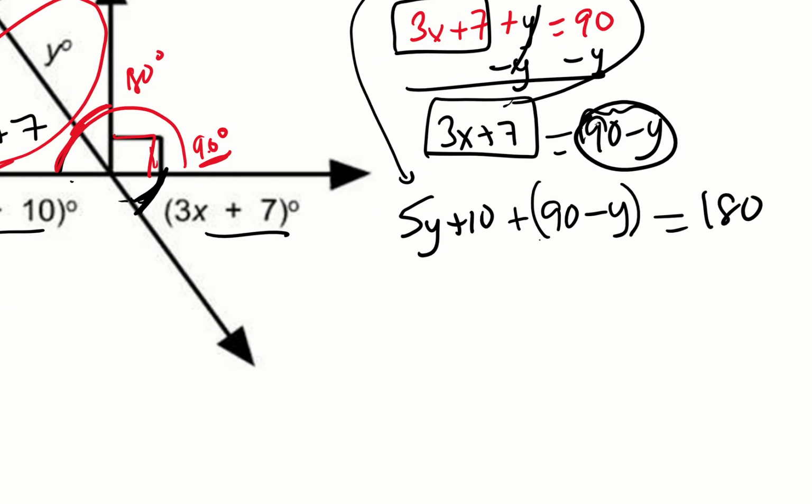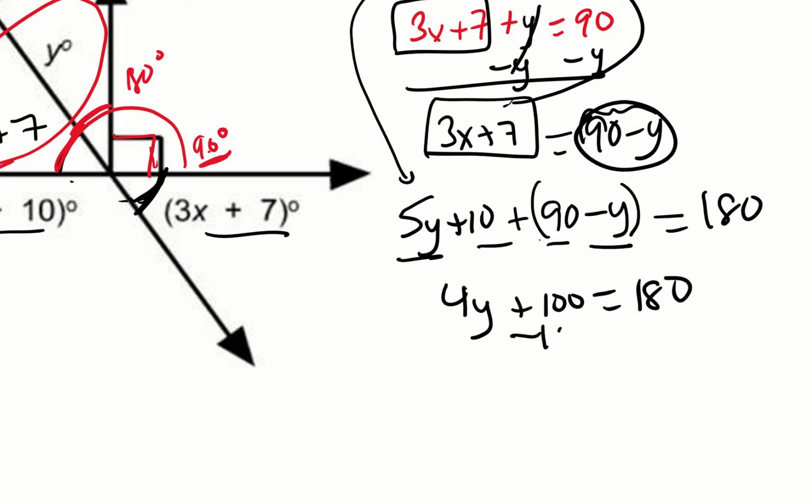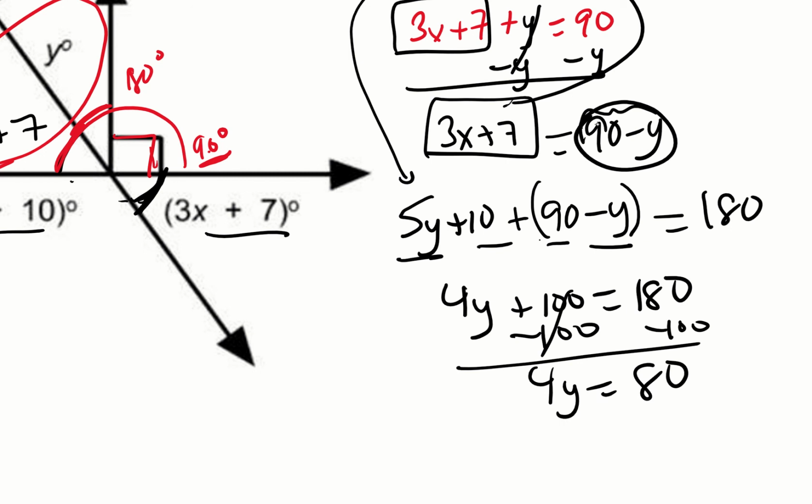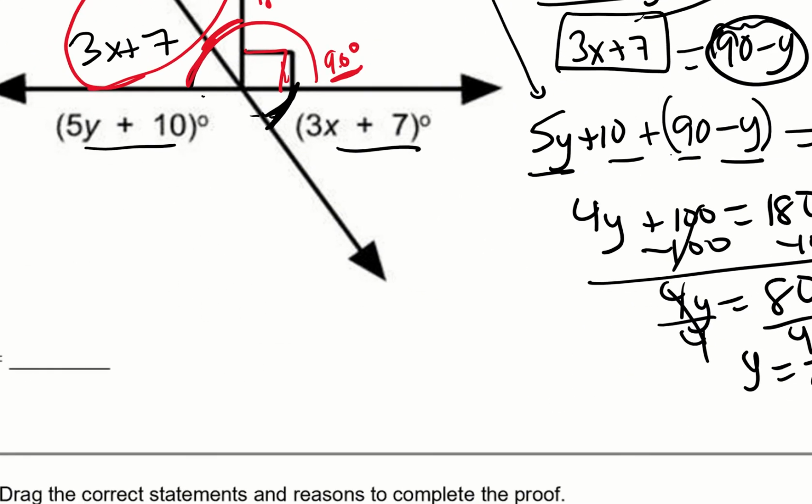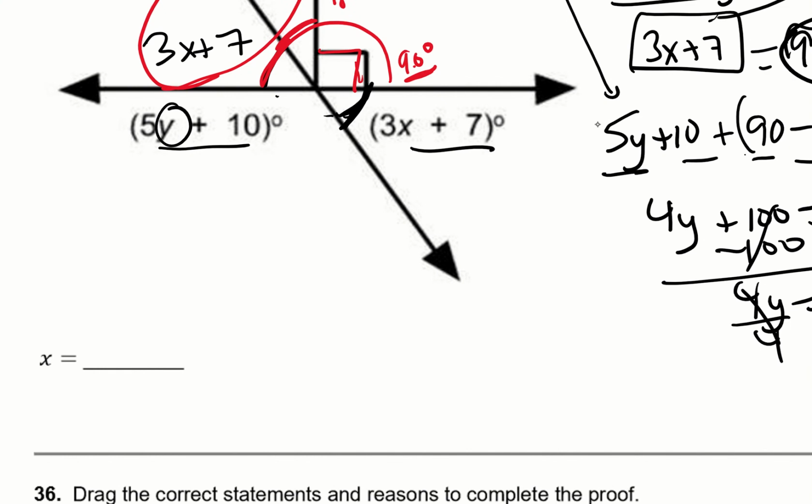Now we have an equation with only one variable. We can solve this. So we have 5y minus y is 4y. 10 plus 90 is 100. Let's subtract 100 on both sides. So this is equal to 80. So divide by 4, and so we get that y is equal to 20. So if we know that y is 20, well then we can plug that in here. And we know that this is 5 times 20 plus 10. It's going to be 100 plus 10. So this is 110 degrees.